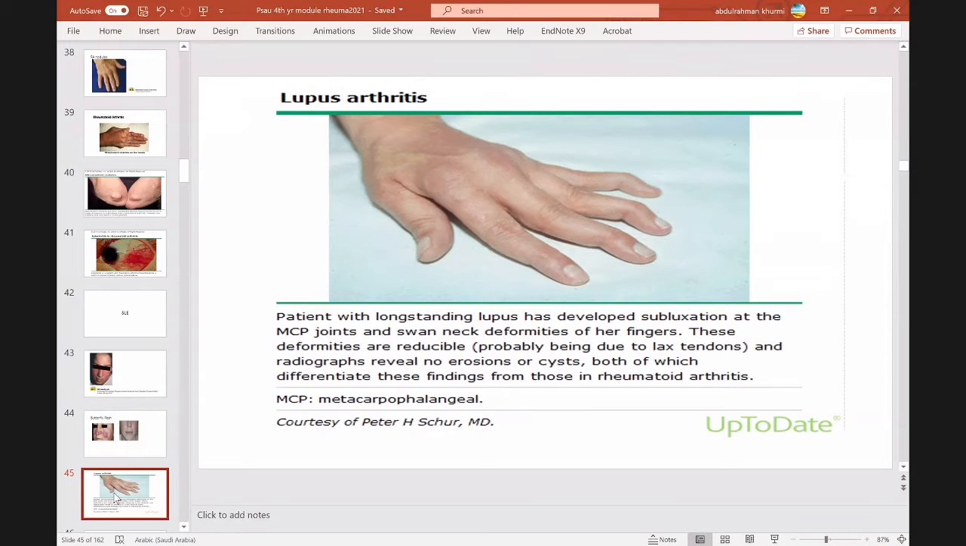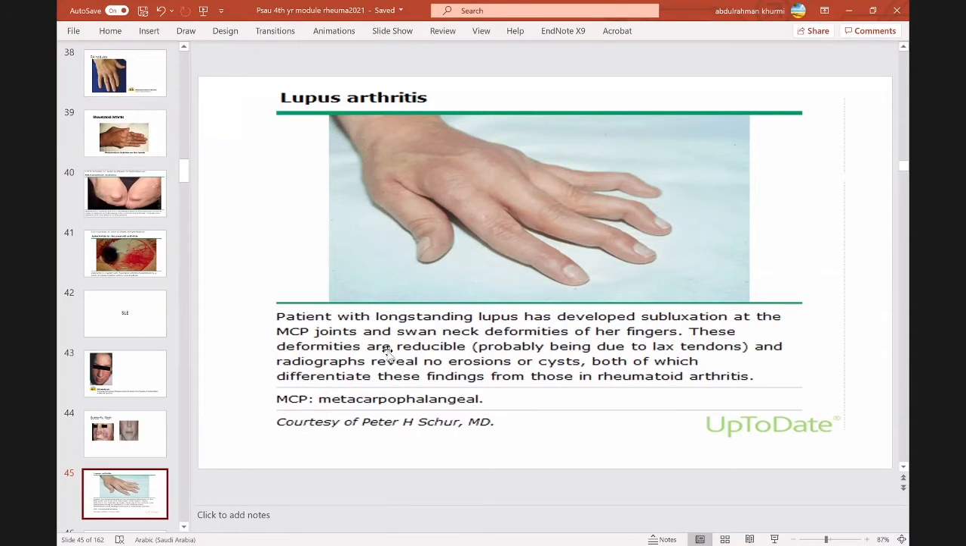Extension of the MCP and deflection of the fingers, deformity of the joint. So is there arthritis in lupus, right? But what is the difference between arthritis in the joints in lupus and in rheumatoid? In lupus there is no fixed deformity. In lupus arthritis the deformity is reducible. It comes back to normal.